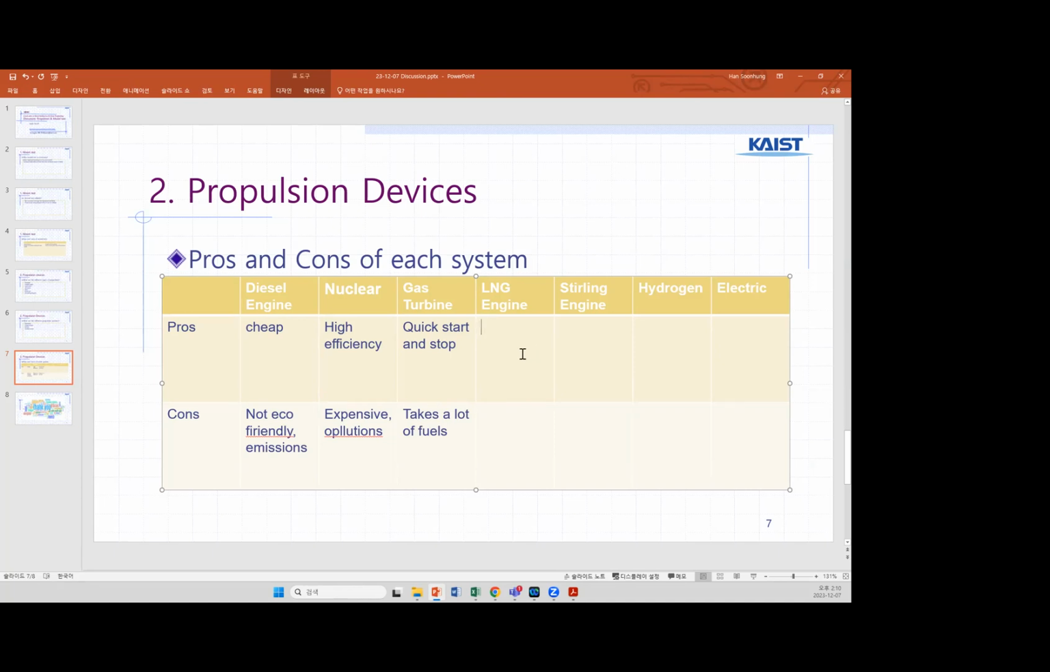And what are the pros of the LNG engine? The LNG engine is similar to the diesel engine, but it uses LNG. So what are the pros and cons of it? Maybe one of the cons is that LNG is harder to store than diesel. Yeah, that's true. So we're not ready for LNG. LNG stations are not around the world. So that's true.